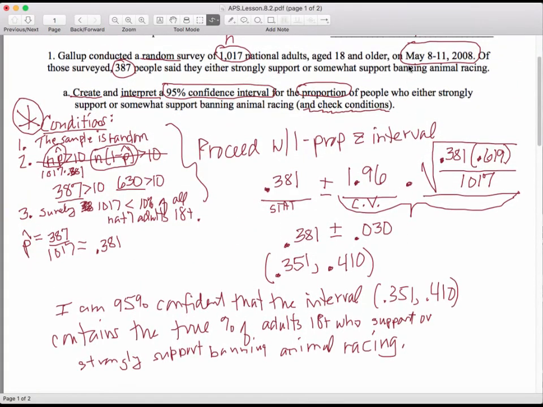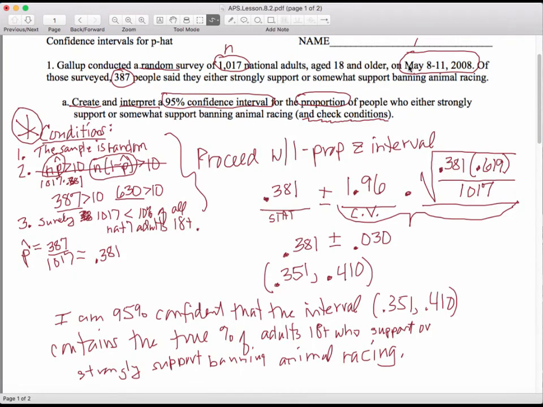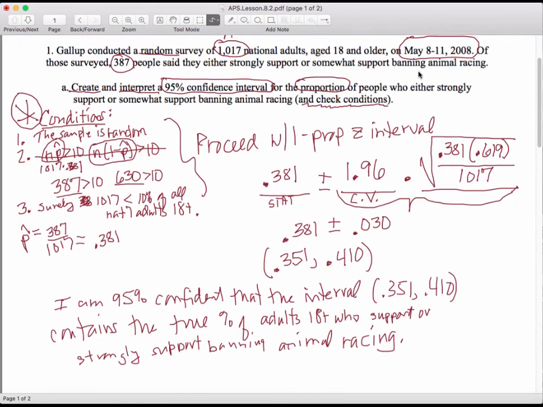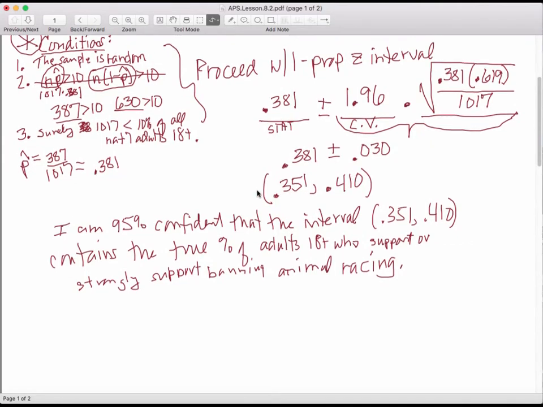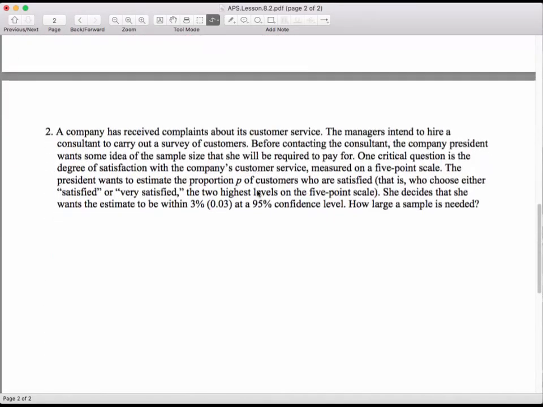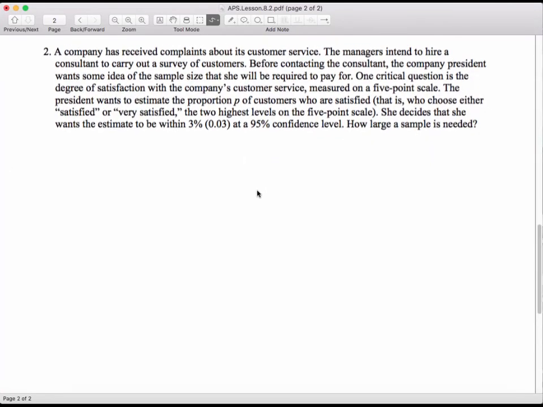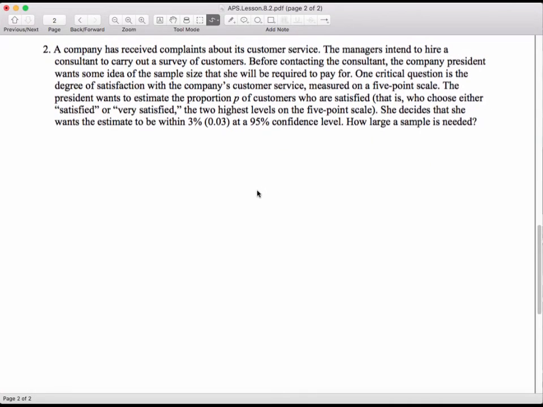So, do you suppose there is some, what would you call this, time bias or something? Just the proximity of this survey to a tragic accident might make people more likely to support banning animal racing. So my guess is these numbers are a little higher than they would have been on any other given year. Always got to be a little skeptical of any sort of statistical claim.